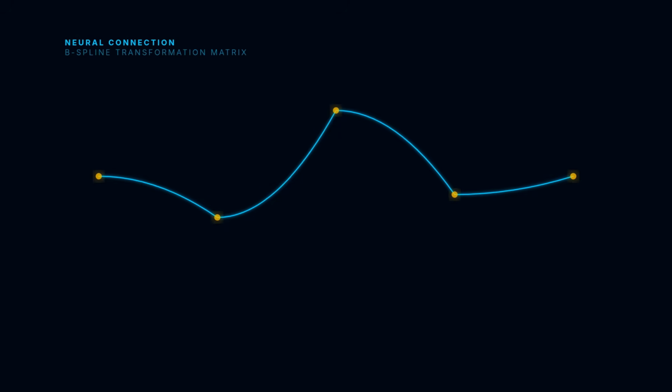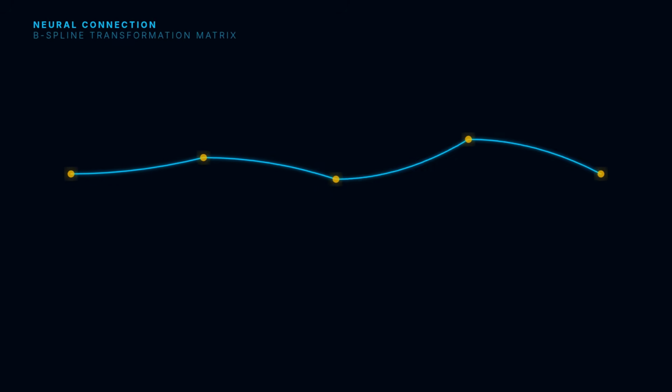Instead of putting fixed activation functions on the neurons, KANs put learnable activation functions on the connections. Each connection learns its own custom curve, technically called a B-spline, that transforms the signal passing through it. The network doesn't just learn how much signal to pass, it learns how to reshape the signal.